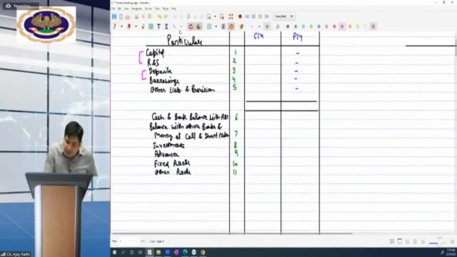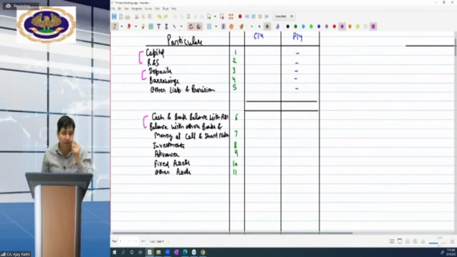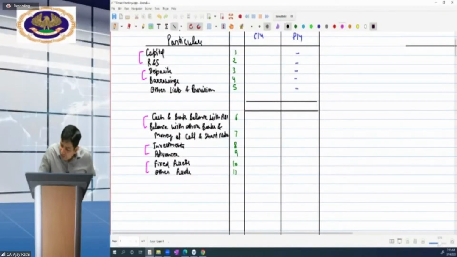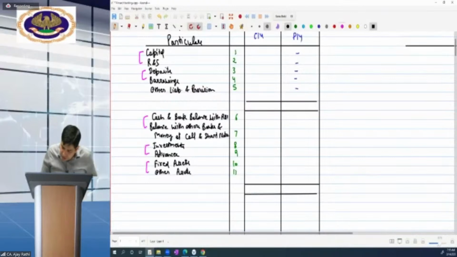Next, the combination must be there. The starting 2 points belong to cash and bank: first RBI, the father is there, and another is with other banks. The next 2 are for investment and advances. And last, fixed assets and other assets, and the one with no place goes to other. So definitely you will learn in this way. After that, outside the balance sheet, there is contingent liability.